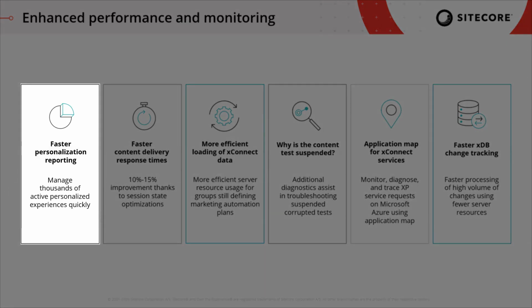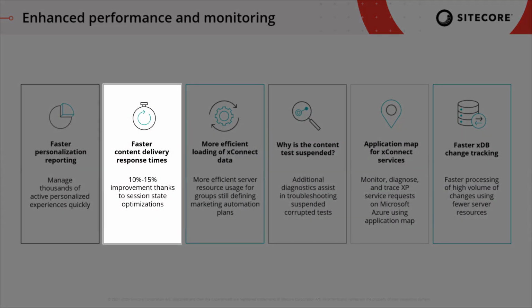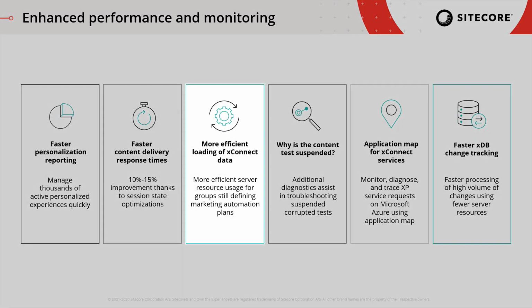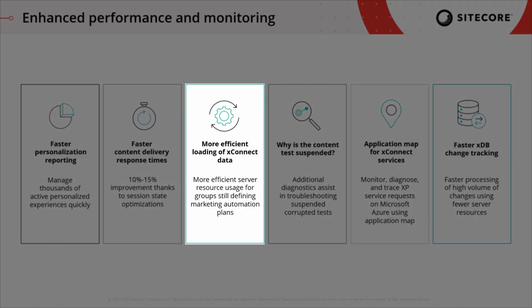On the experience optimization side, there have been numerous optimizations done in order to make the active personalization list include things like infinite scrolling, caching, lazy loading, backend changes, just so you can work with thousands and thousands of experiences in the list without significantly perceived slowing down. There's also been work done on session state optimizations to reduce the overall content delivery response time by up to 10 to 15%. From an xConnect data perspective, we've made things more efficient at loading that xConnect data.